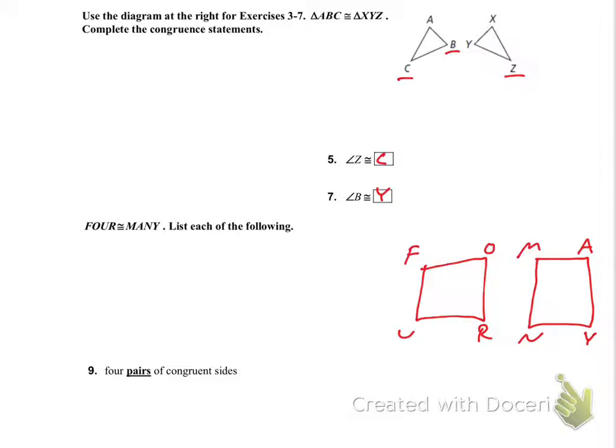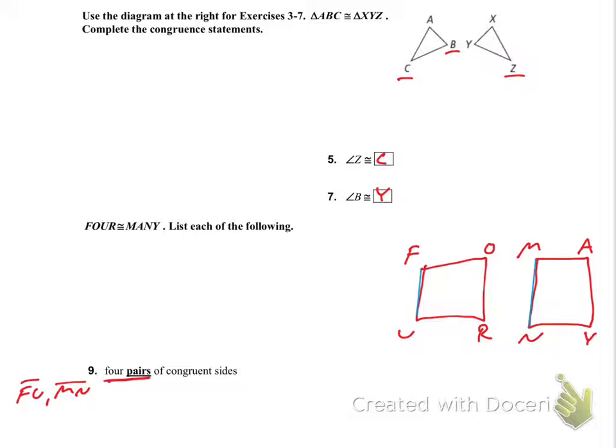So list the following. What we need to do is list 4 pairs of congruent sides. So we could do FU, no pun intended, is equal to, actually, you know what I'm going to do? I'm just going to list 4 of them because they're all going to be congruent anyways. So 4 pairs of congruent sides. So FU and MN, because that would just be this one and this one.